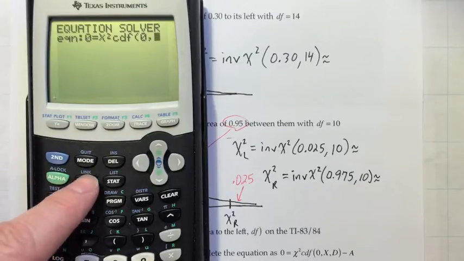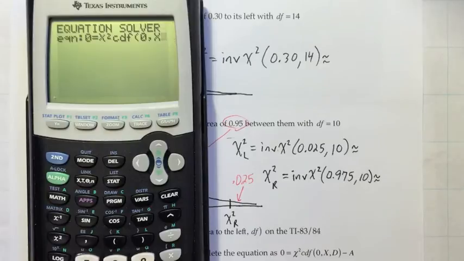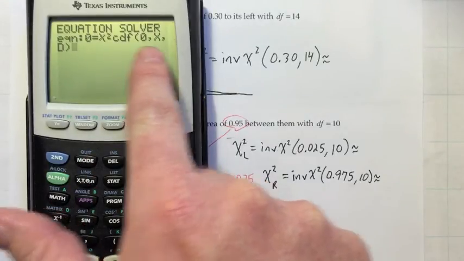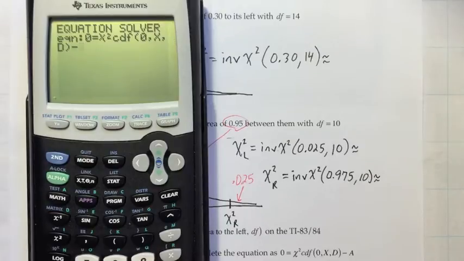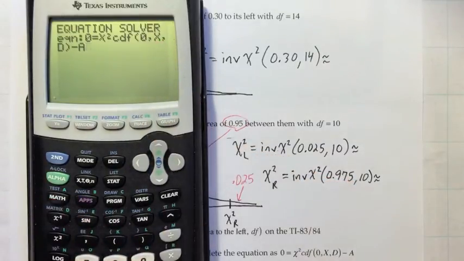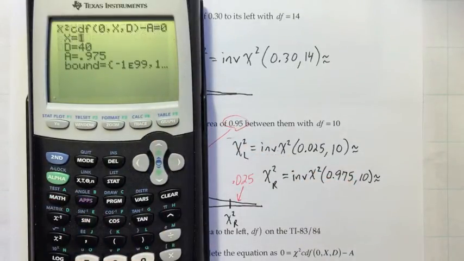So I'm going to hit this x-t-theta key, and that'll fill that in with an x. And then we're supposed to put the degrees of freedom, so I'm going to use a d for that. So I'm going to hit alpha, and then this key right here because it has the green d above it. And then I'm going to end parentheses. So that's finding the area between 0 and x and d. And then I'm going to put a minus a, so alpha a, and that's going to represent the amount of area that I have to the left of x between 0 and x. And then I'm going to press enter.